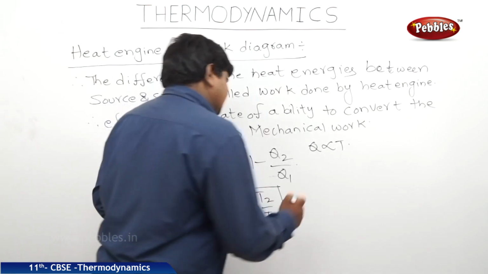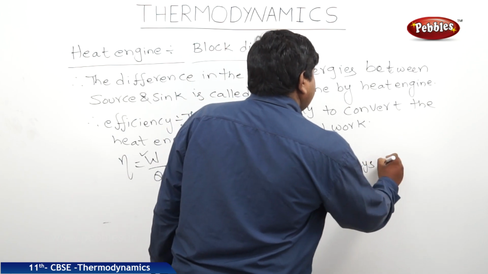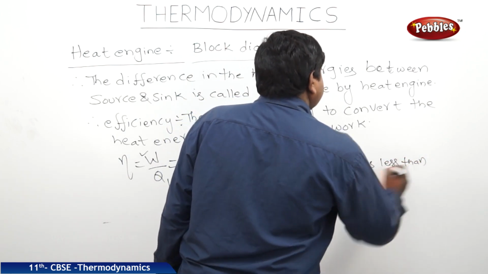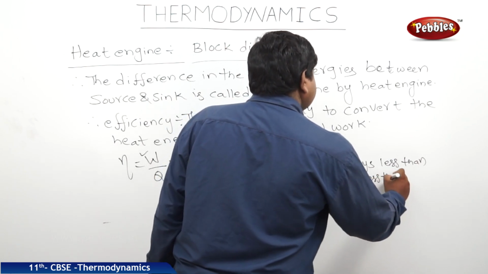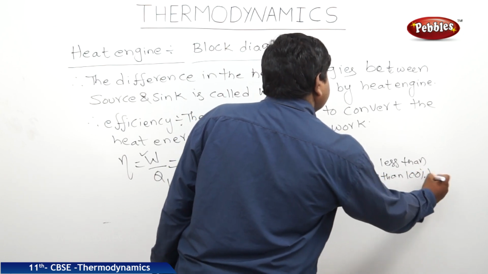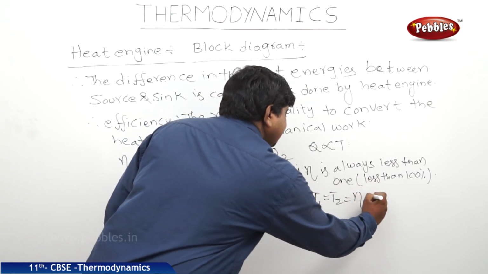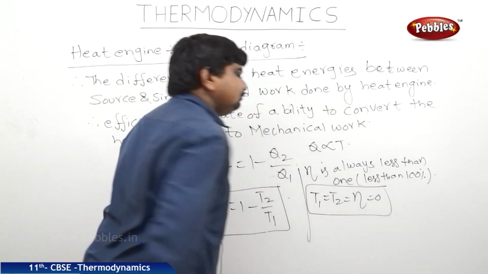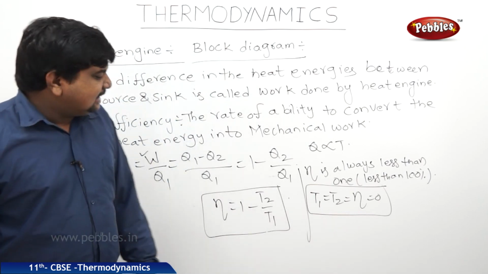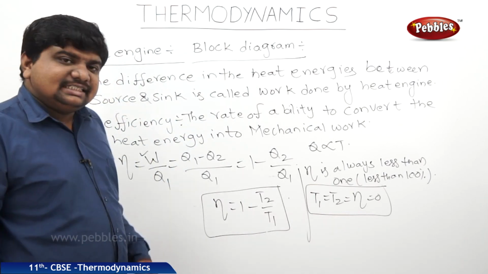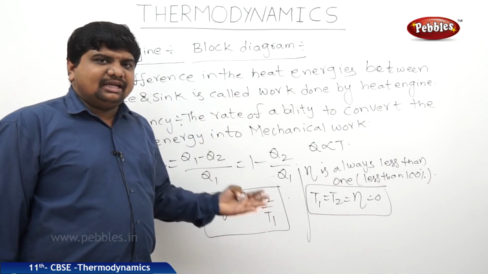So what we can write in this case is, eta is always less than 1, or nothing but less than 100%. If T1 is equal to T2, eta is 0. If you see the statement, efficiency of a heat engine is less than 100% means it is very difficult to convert the heat energy entirely to work. This is one of the forms of the second law of thermodynamics.